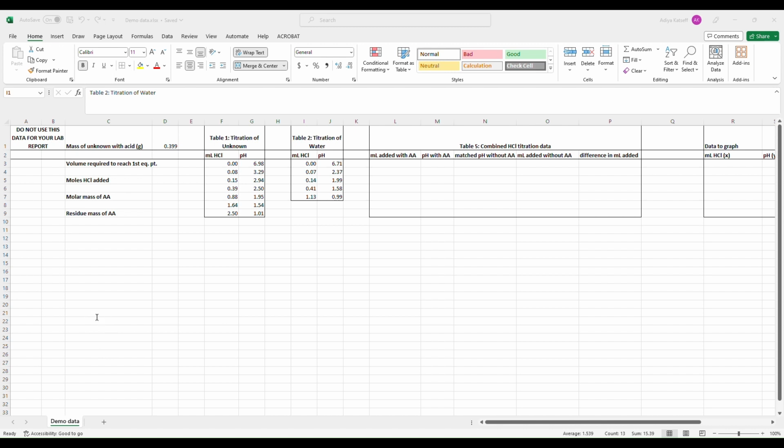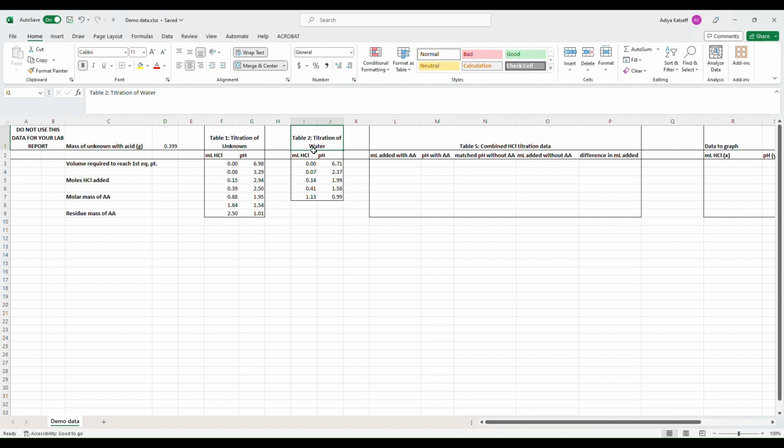So if 2 gives you 0, because you subtracted 2, 2.05 gives you 0.05, because you subtract 2. 2.15 minus 2, 0.15. So once you have those, essentially the mLs added, as opposed to the mLs you read, you should have data that looks similar but different to the data I have here. So in Table 1, we have our titration of our amino acid with HCl, and in Table 2, we have our titration of just the water and salt solution.